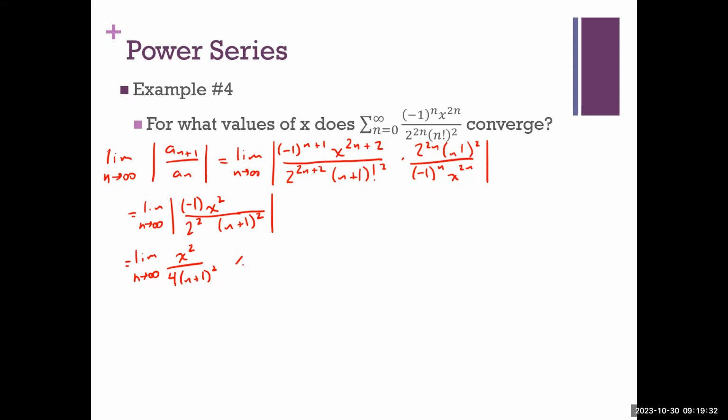And again, I want to know where this converges, so I'm going to force convergence. I want to know where this thing is less than 1. Is this a limit we can look at now? Maybe it would be helpful if we pulled the x squared out because that's not factoring into the limit. So the limit I'm really looking at is 1 over 4 times n plus 1 squared.